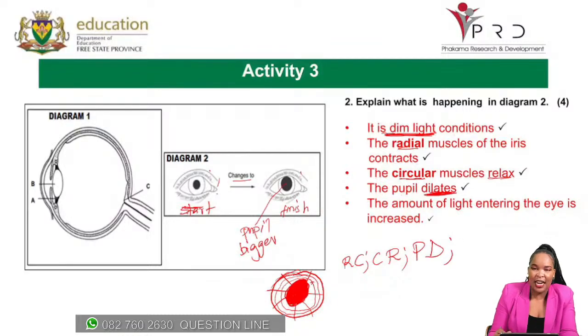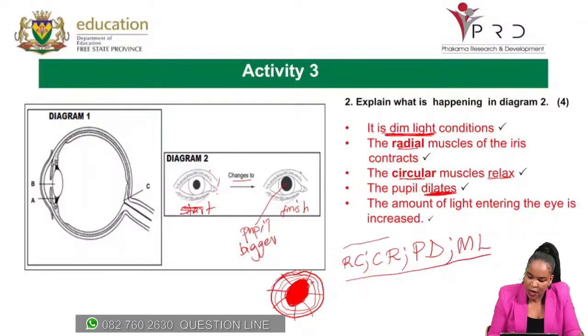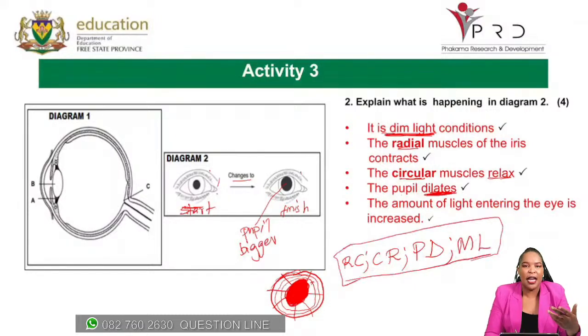Then when the pupil dilates, what happens? The amount of light entering the eye is going to increase. So more light is going to enter the eye. So if you have it in this way, I'm telling you, you will never forget it for your exam. So this is what is happening in dim light.